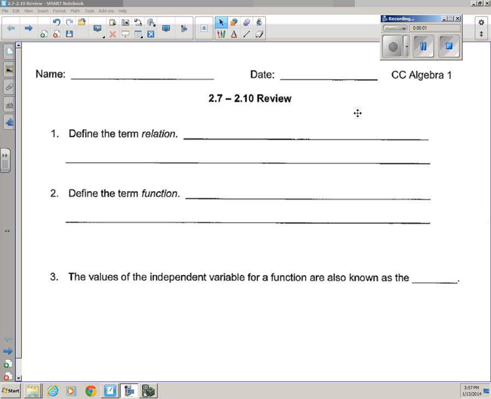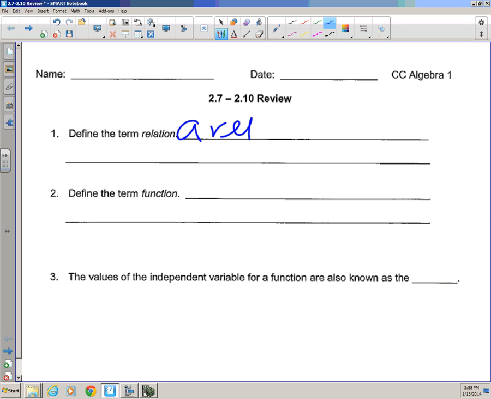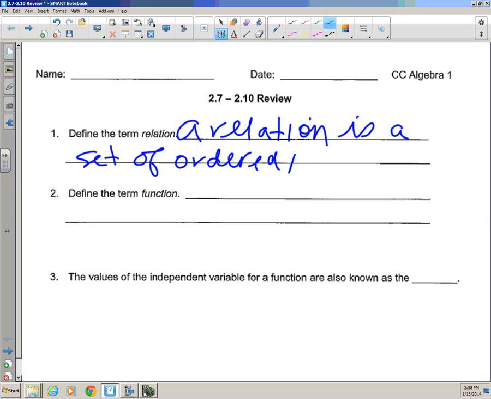Okay, so for the quiz tomorrow, the idea is you need to know about domain, range, functions, relations, increasing graphs, decreasing graphs, positive, negative, etc. So the term relation is a set of ordered pairs. Remember, ordered pairs are like x comma y. They're just points on a graph.